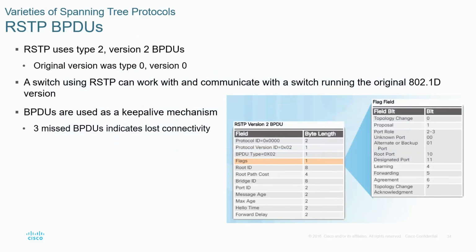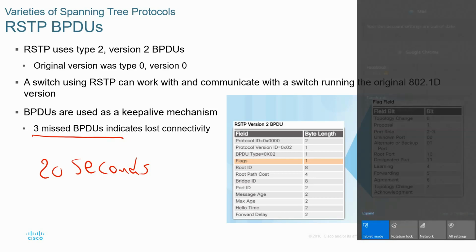Basically, it has several features. First of all, it doesn't wait for 20 seconds to establish that a link has failed. It waits only for 3 missed BPDUs. So it has a shorter time to indicate that a link has failed. It also has 2 new port roles, the alternate port and the backup port, that also allow the devices to recover from an error faster.